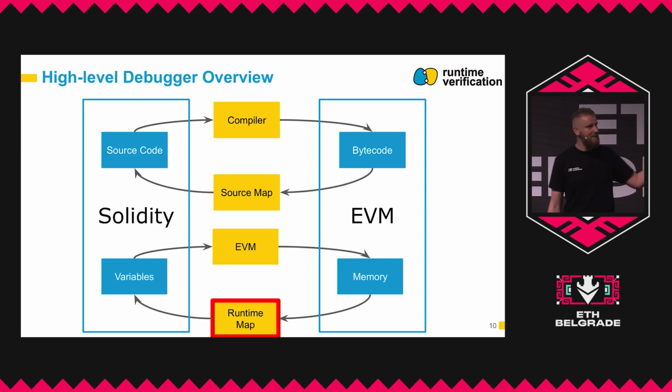Now, the problem is that we need a runtime map for that, and this is the missing link, really. The Solidity compiler so far does not give it to us. So this is why these tools can only show you the memory or the stack, but they cannot show you, hey, what was the content of this variable at this point in time. So this is the missing link. This is what the ETH-debug format is trying to solve.